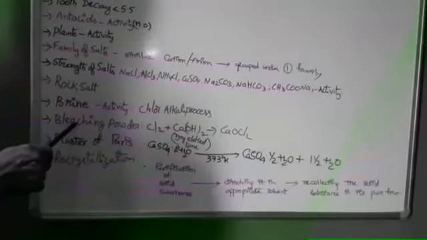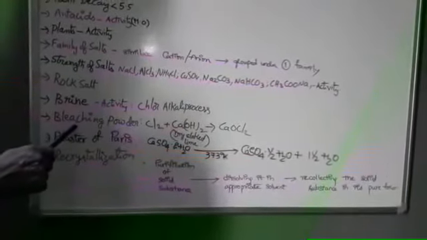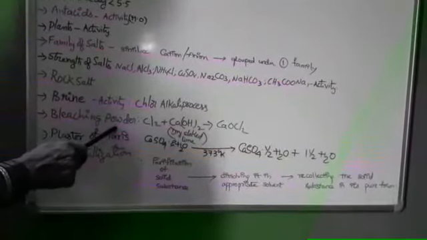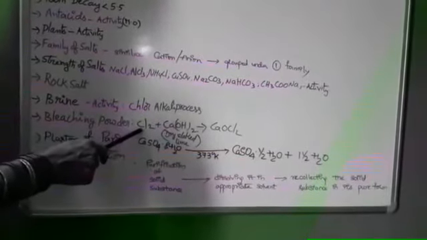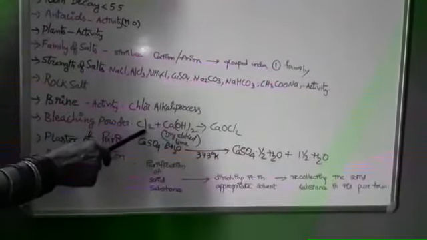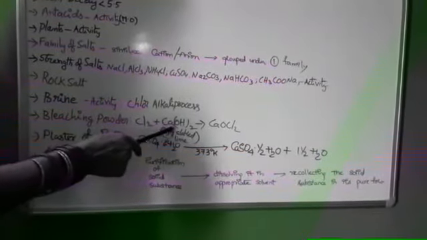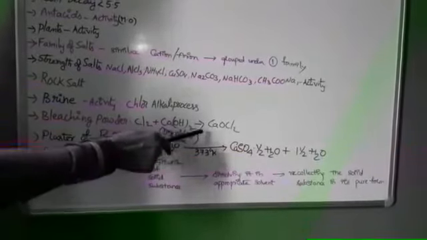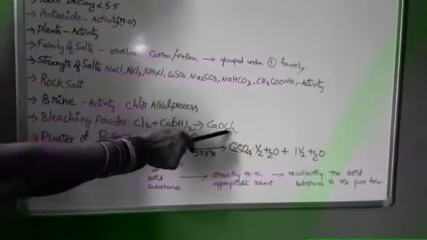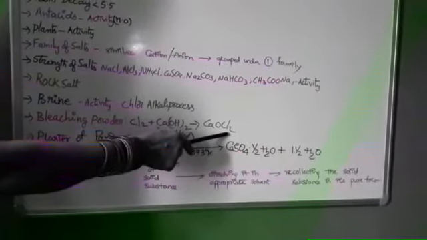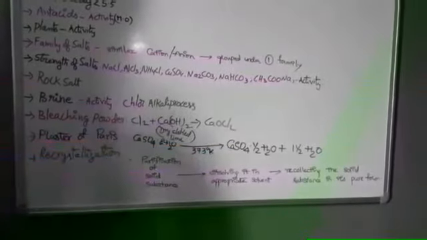Let us learn about bleaching powder. Bleaching powder is made when chlorine gas is sent into dry slaked lime, which is Ca(OH)2. Then we get CaOCl2, which is the formula for bleaching powder.